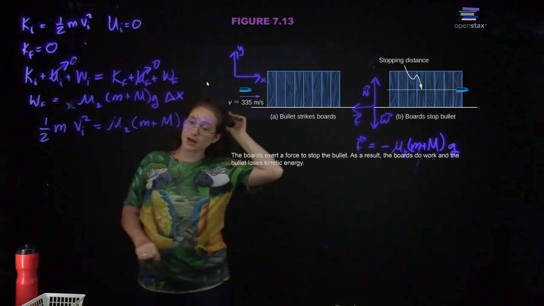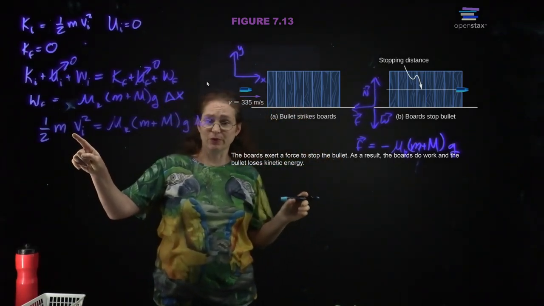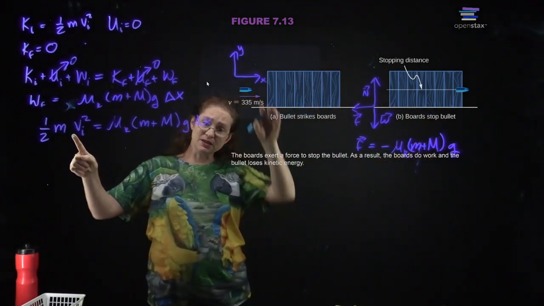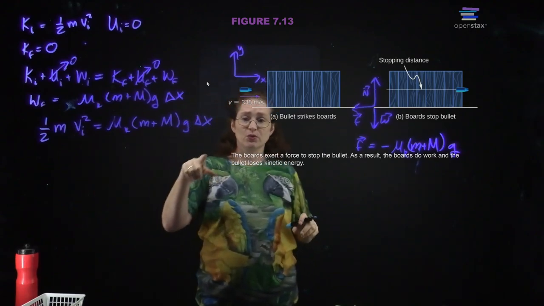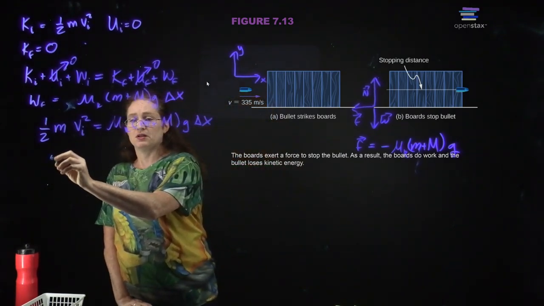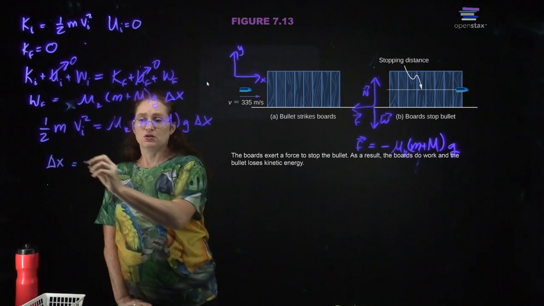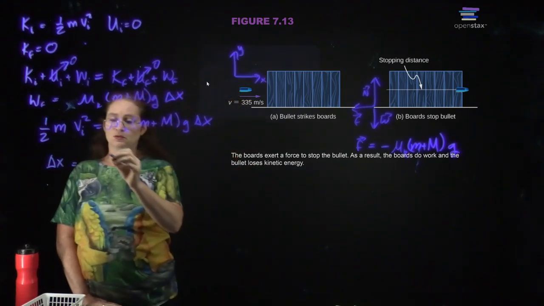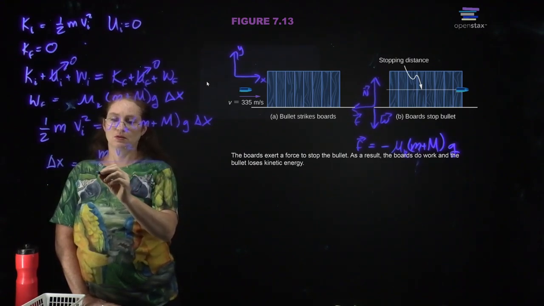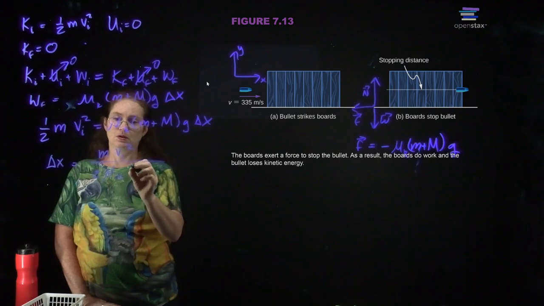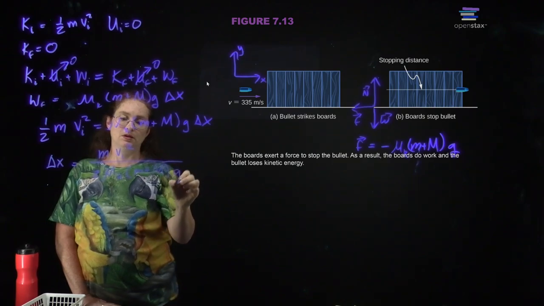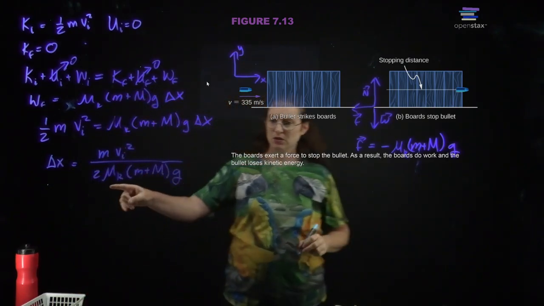So here, this is actually a way that you can measure the velocity of a bullet, by shooting it into a board and seeing how far the board goes. In this case, we're given the velocity of the bullet, so we can ask, how far does it travel? And if we wanted to solve for that, it is going to travel this far.